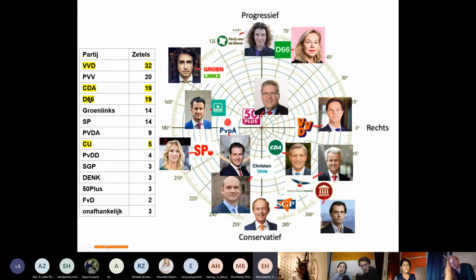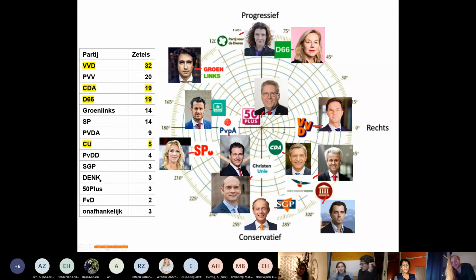D66 just stands for Democrats 66. I think they were founded in 66. GroenLinks means green left. Kind of straightforward. SP is the Socialist Party. The PvdA is the Partij voor de Arbeid, the Labour Party. The CU is Christian Union. The PvdD is the Partij voor de Dieren, so the Party for the Animals. SGP is the Staatkundig Gereformeerde Partij, so the Reformist Party. So they're like really Christian.